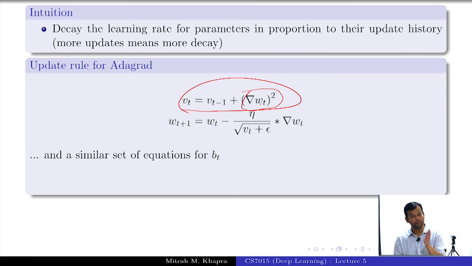So at time step t, what would V_t contain? Grad W_0 squared plus grad W_1 squared and so on up till time step t. Okay? Now, if I ignore this quantity, this was my normal gradient descent update rule. Okay? Now, do you see what I have done?